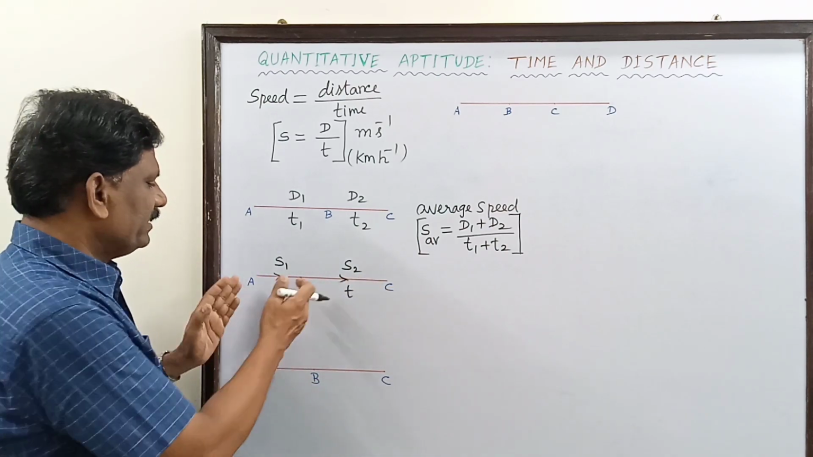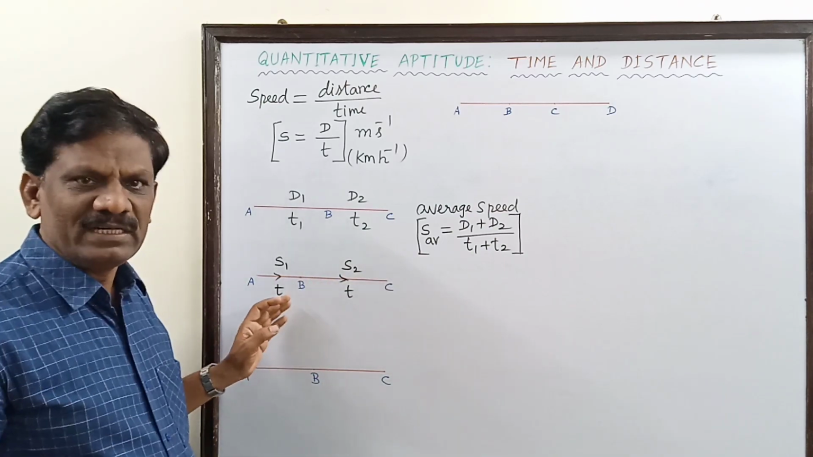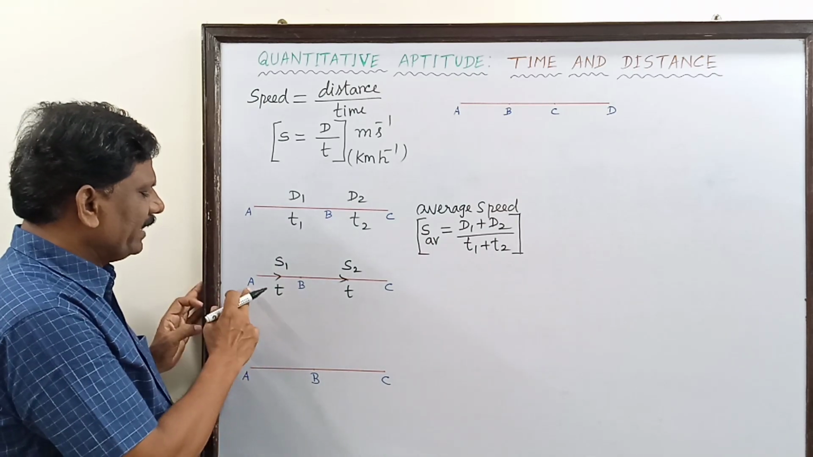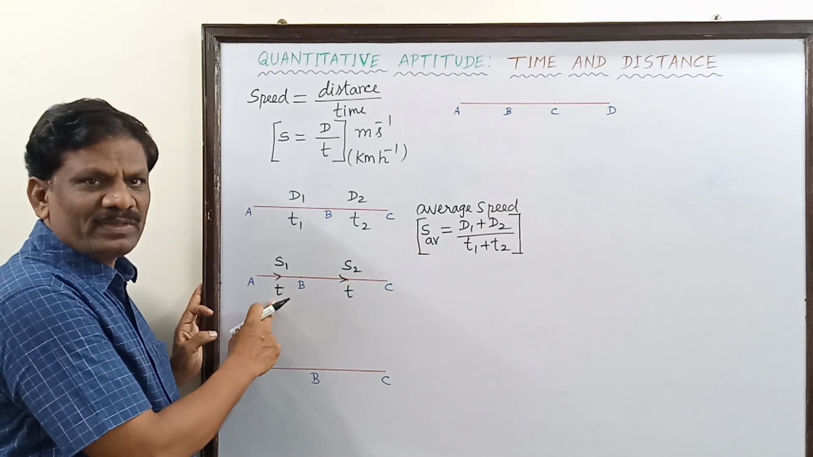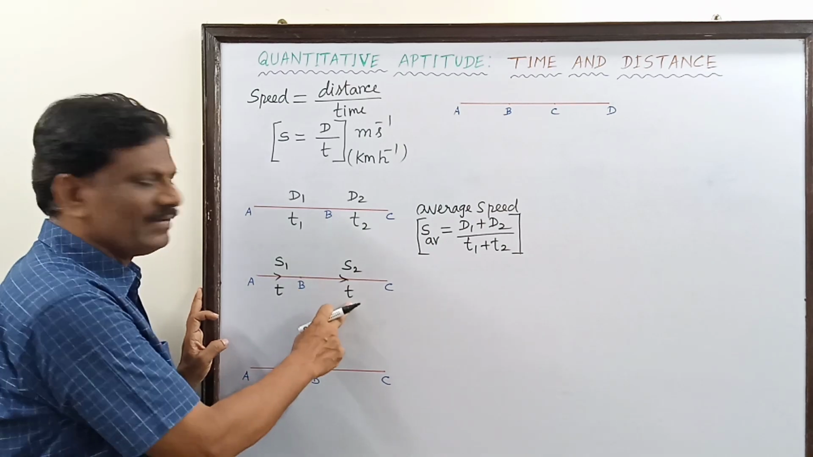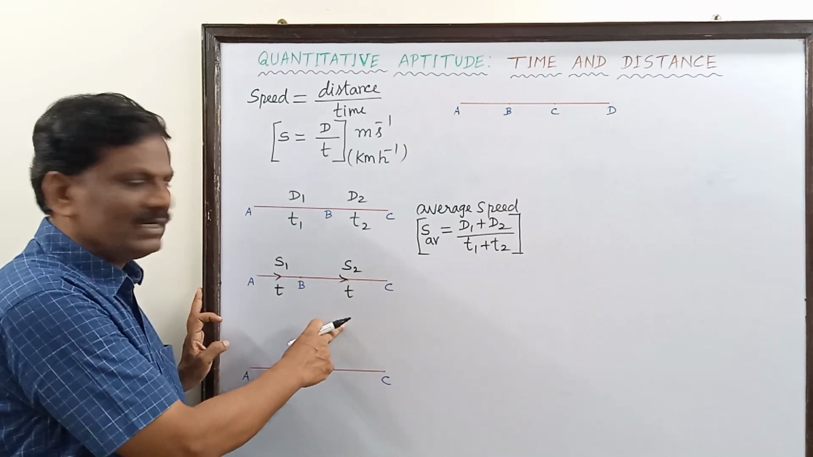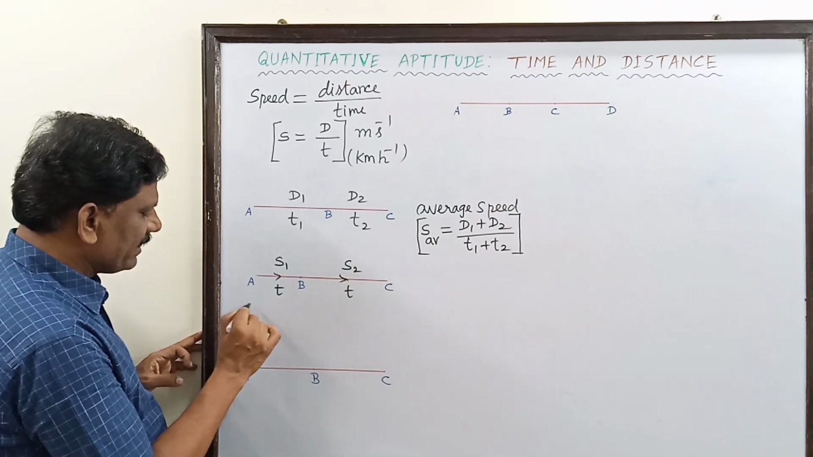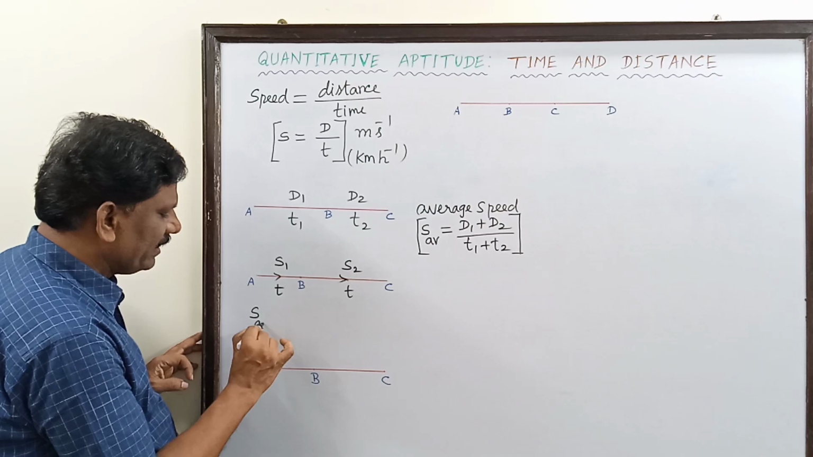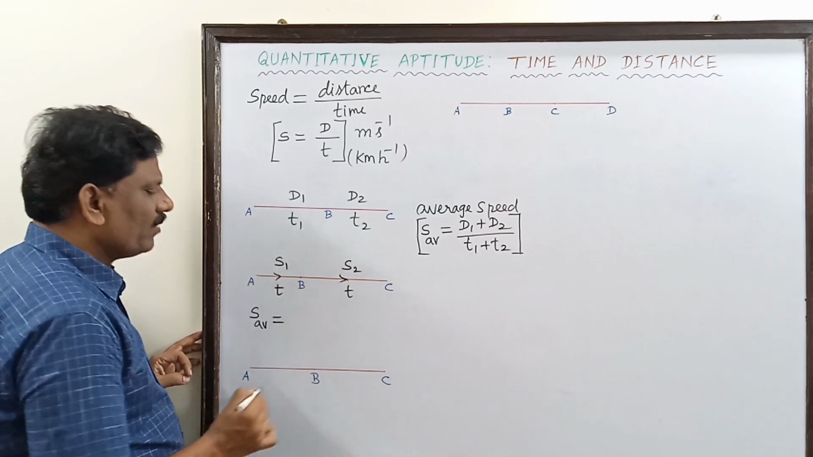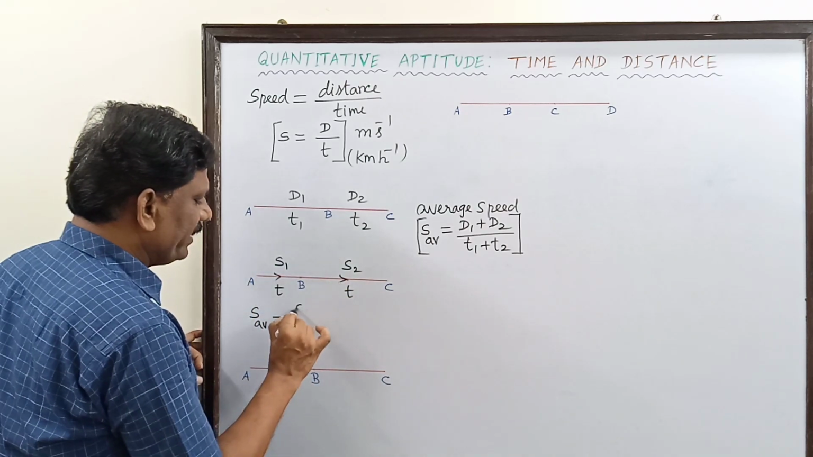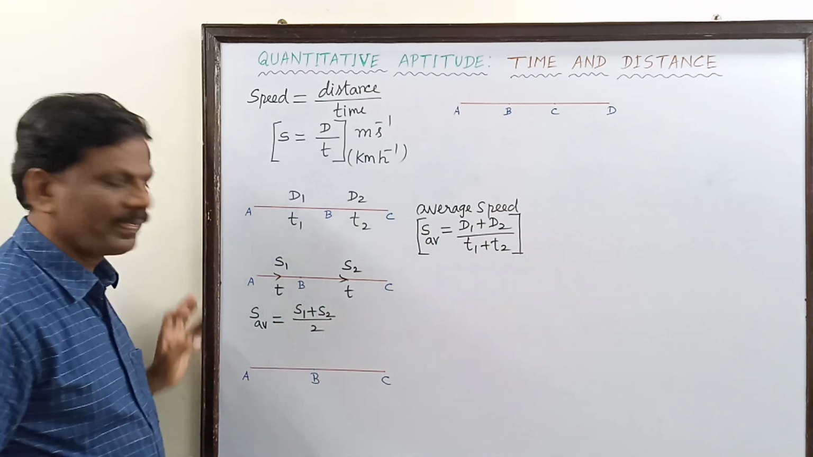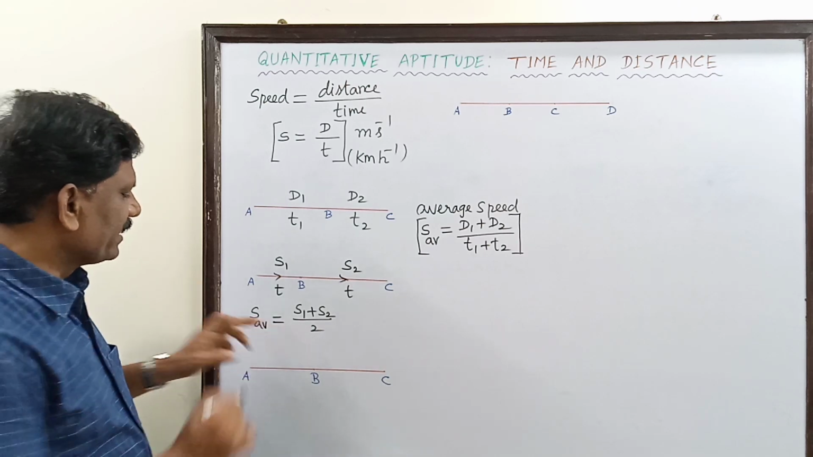Okay. So the distances AB and BC are totally different. The speeds S1 and S2 are different, but the time taken to travel from A to B is t hours, and in another t hours, that is, the time interval is the same. So in such a case, how to find the average speed? So in this case the average speed S average is equal to S1 plus S2 divided by 2. Okay. So this is the expression.